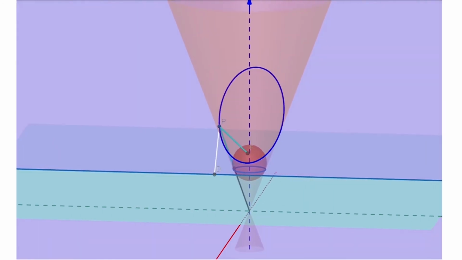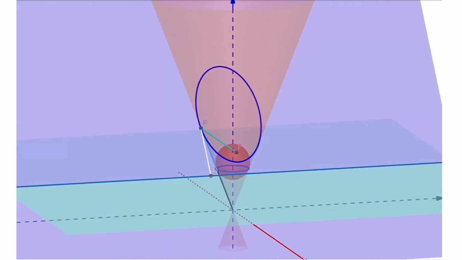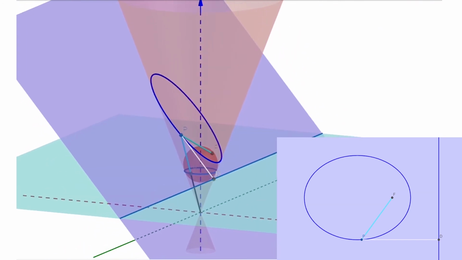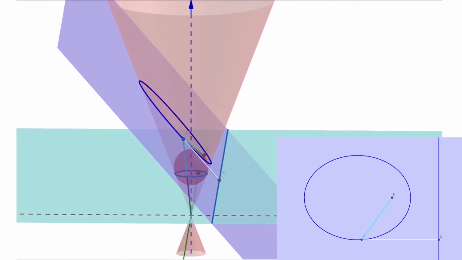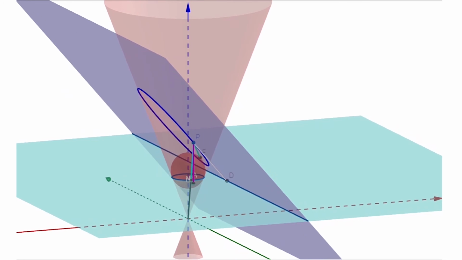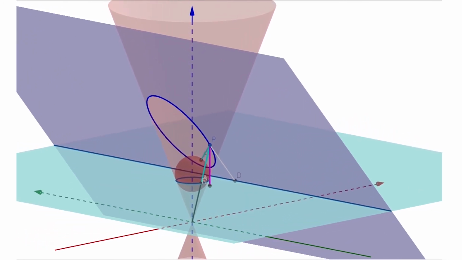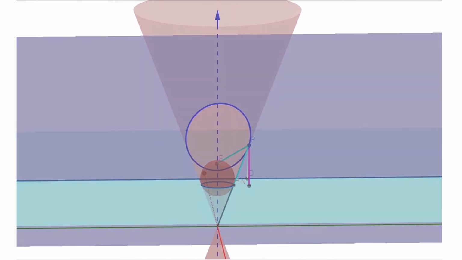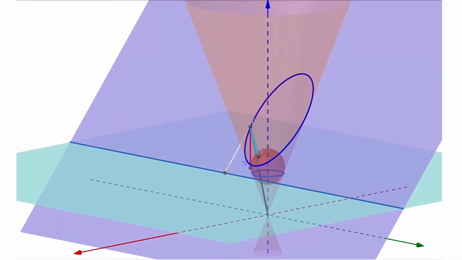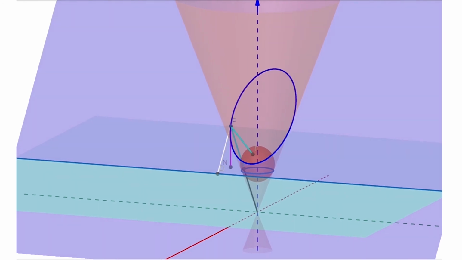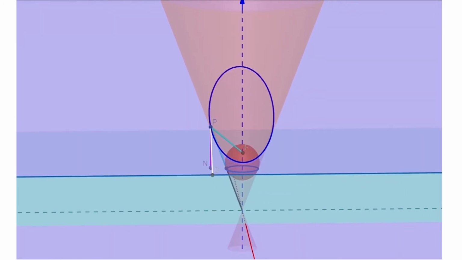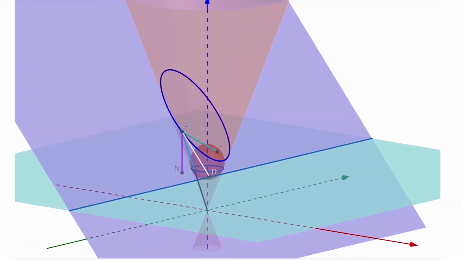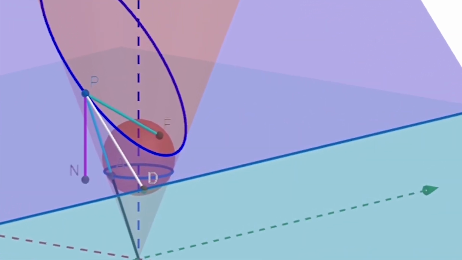Project P onto the line L at D, and we see our familiar configuration. Finally, project P onto the horizontal plane at N. We want to prove that PF over PD is constant. Let's observe this configuration and zoom in.